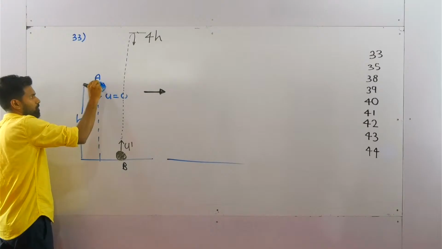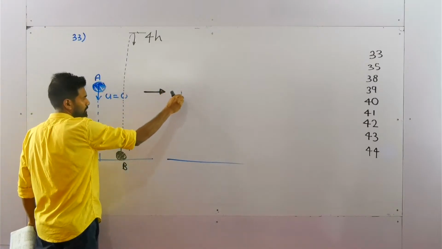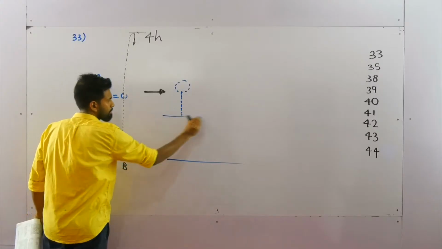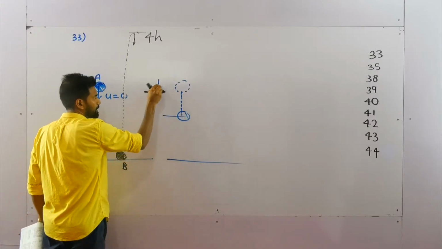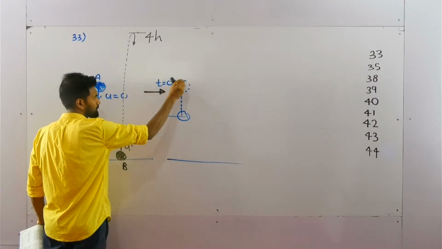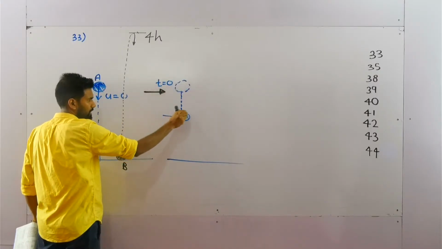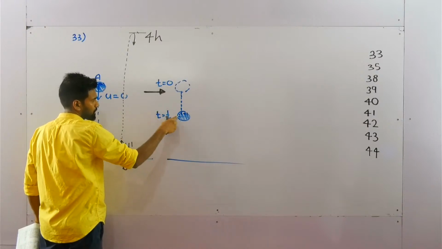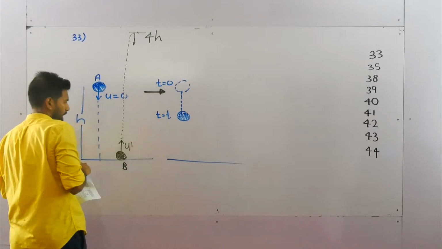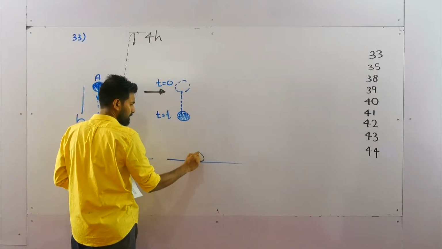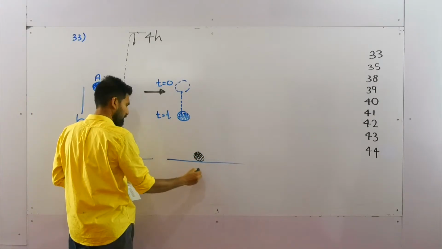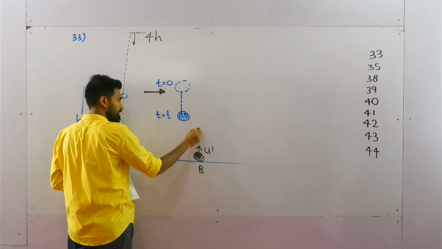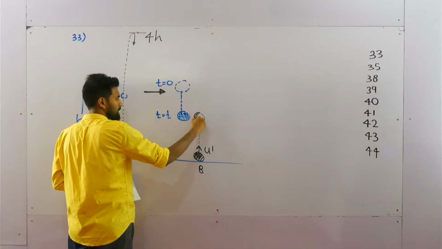Now, this was dropped from a height h. From its initial height h, it's coming. At t equals 0, it was at height h. Now it's coming downwards. At a time t, it is in a position like this. And at that time, the capital B stone, which was projected from the ground, is now moving upward, and it also passes the same place.